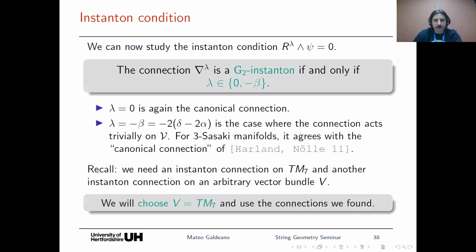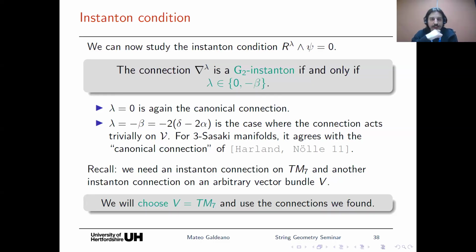Okay, so now, because we have this control of the curvature, we can study what happens with this instanton condition. And what we encountered, we didn't know what to expect, but it turned out that actually we have a G2 instanton for two different values, lambda equals 0 or minus beta. Lambda equal to 0 is, of course, the canonical connection, the one that agrees with the characteristic connection for the G2 manifold. So it's what we had already. But we see that we have this other value in the family.